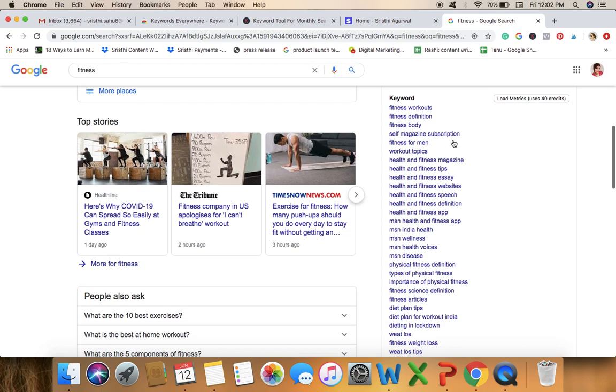So these are the ones: fitness definition, health and fitness tips, fitness magazine, health and fitness tips, health and fitness essays. Now can you see, there are 4 words in it: health and fitness websites. Okay, so this is a keyword which has 4 words in it, so it is a long tail keyword. Health and fitness speech, health and fitness definition.